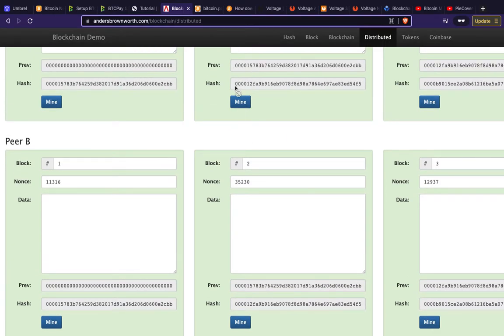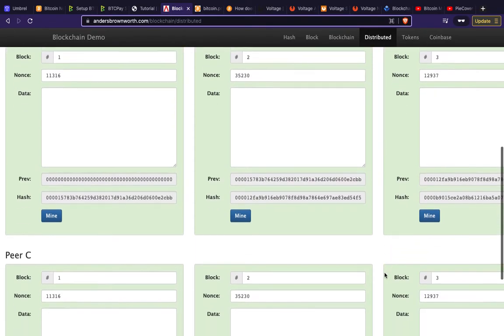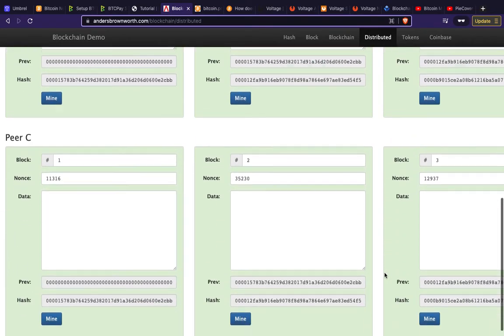See this hash in the second block is the same as this hash in the second block, because everybody has the same copy, right? Peer A, peer B, peer C, they have the same copy of the same blockchain, exactly the same.